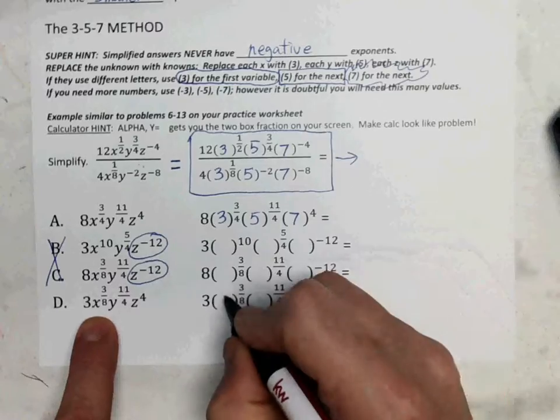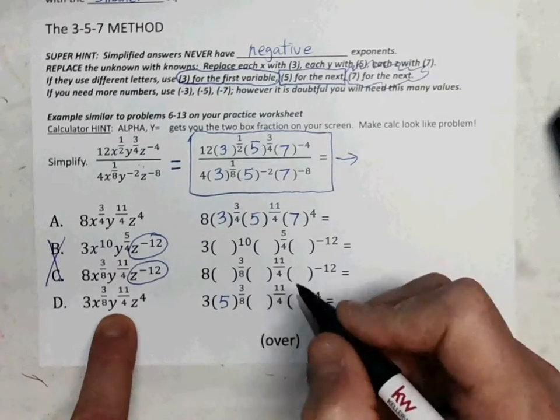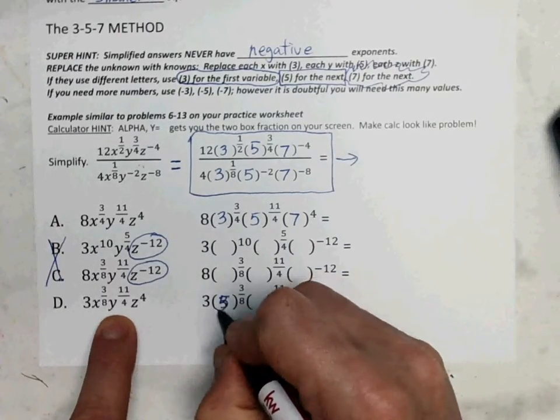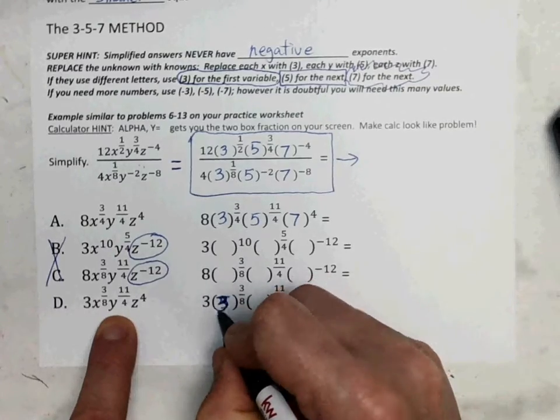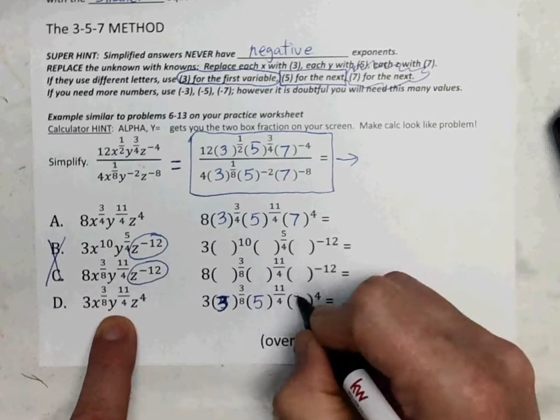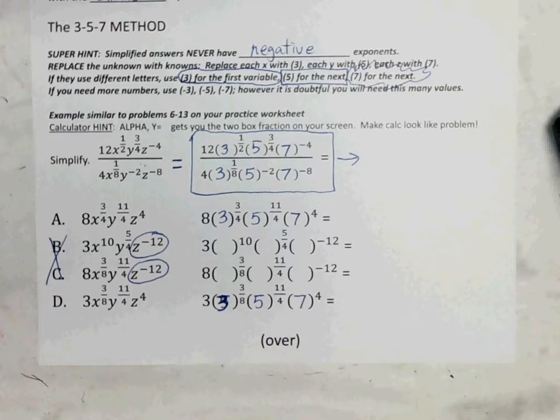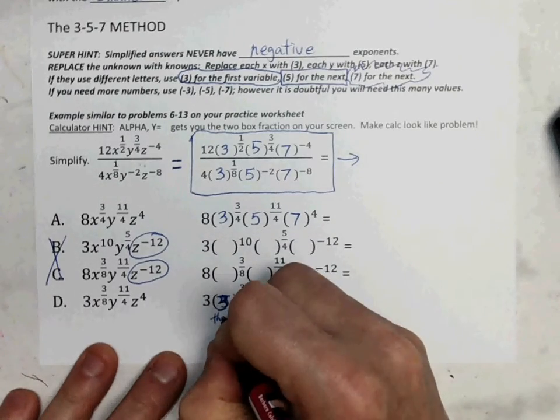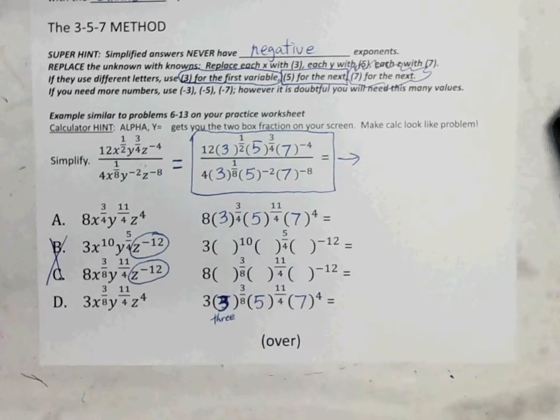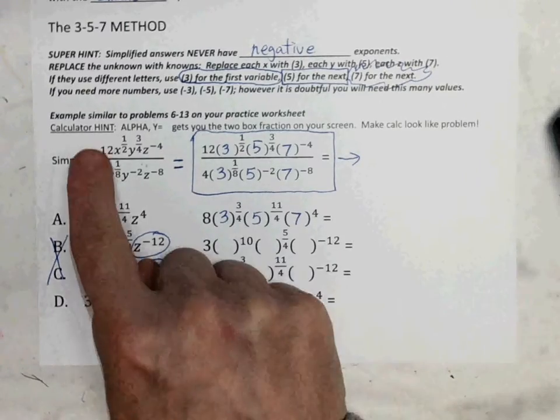Everywhere I see an X, I'm going to put a 5. Everywhere you see a Y, excuse me, 3. What was I thinking? It's a 3. It's a 5. It's a 7. That's why you should use a pencil. It's a 3. 3-5-7. Okay?